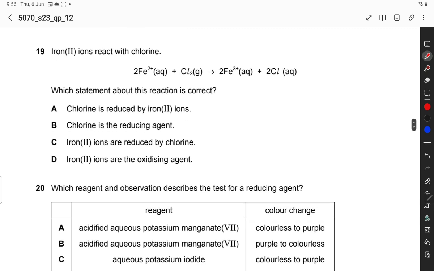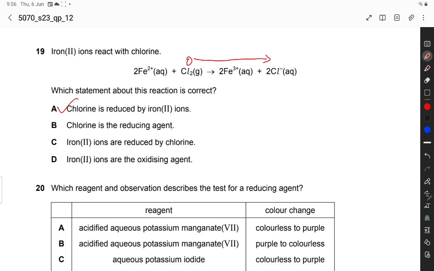Iron ions react with chlorine. Which statement about this reaction is correct? Chlorine is reduced by iron 2 ions. Yes, chlorine is reduced because chlorine over here is in 0 oxidation state and over here it is negative. So chlorine's oxidation state is decreased. So this option might be correct.